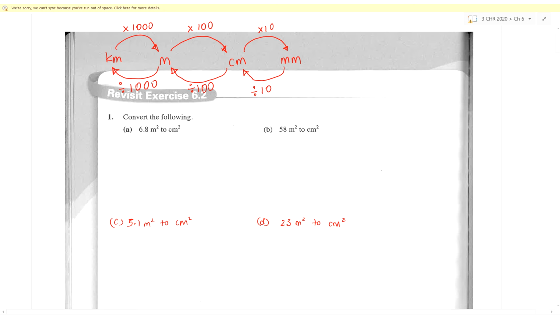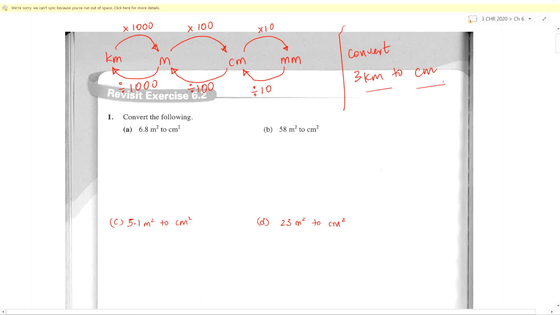Okay, so how do we then get from kilometers to centimeters? Because this shows that I can go from kilometers to meters, then meters to centimeters, centimeters to millimeters. What if the question says convert 3 kilometers to centimeters? How are we going to do that? Here's my kilometers. I need to go to the right, isn't it? See that centimeters over here? So I follow the arrow.